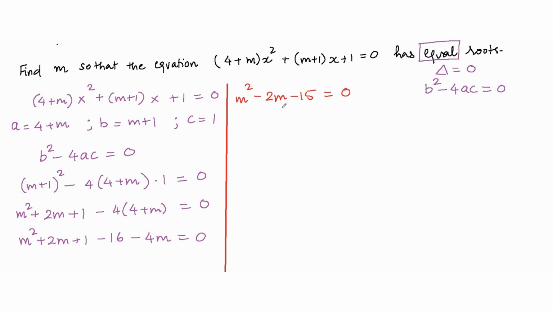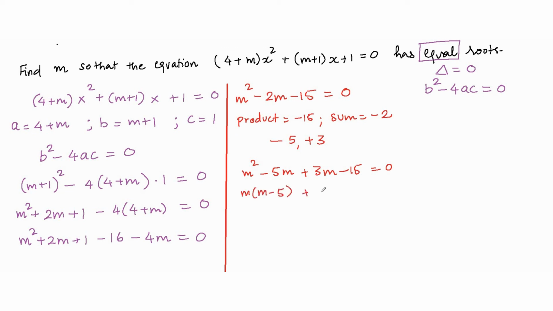So now I can use the method of factorization to factorize this. The two numbers should have a product of minus 15 and the sum should be minus 2. So the two numbers are obviously minus 5 and positive 3. So let's split it. It is m square minus 5m plus 3m minus 15 is equal to 0, which means m into (m minus 5) plus 3 into (m minus 5) is equal to 0, which means (m minus 5) into (m plus 3) is equal to 0.